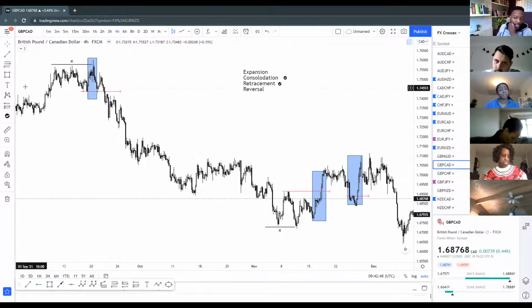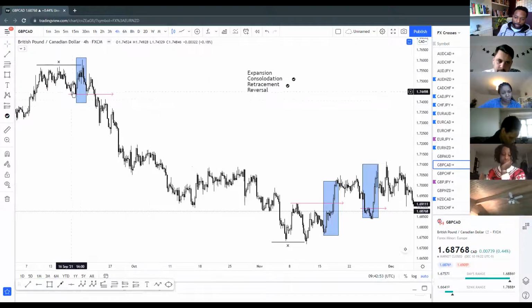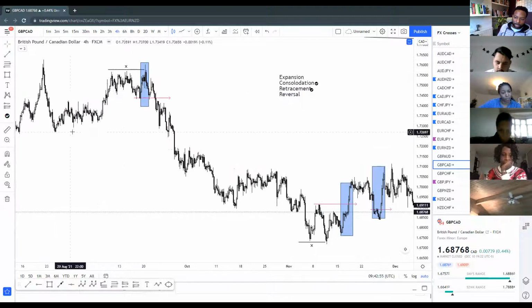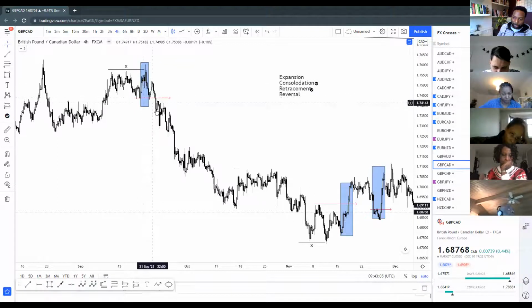The market changing direction. Okay, so here we see higher low, higher high. Let's take this one, higher low, higher high. It changes direction and is followed by a break of structure. The break of structure happens after the change of direction. It changes direction to break structure.